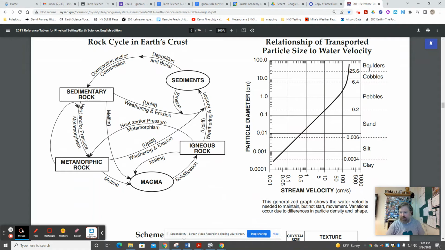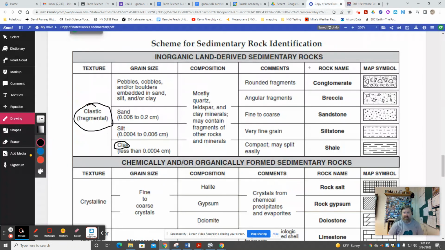There's those sizes again. Remember, these are the 6 official particle sizes. Clay is 0.0004 and down. Silt is between that and 0.006. You don't have to memorize them. They're right there in your tables all the time. Well, here they are again. Clay, that size particles, when lithified, makes shale. Silt, those size particles, when lithified, makes siltstone. Sand, those size particles, when lithified, makes sandstone. These map symbols come up sometimes. Look for those. No big deal.